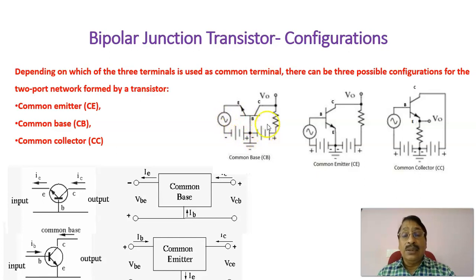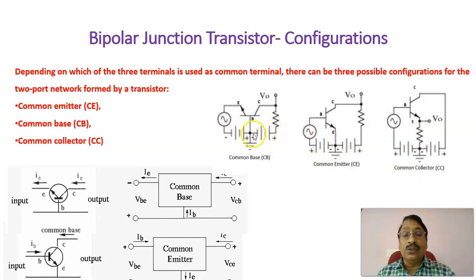Now coming to here, this is a common base configuration, this is a common emitter configuration, and this is a common collector configuration. One way of analyzing this is, when you are drawing the AC equivalent circuit, the normal method is to replace the DC source by its internal resistance, which will normally be very small. Therefore, this DC source will be as if it is connected like this, with almost zero internal resistance. Similarly, this is connected to this one.